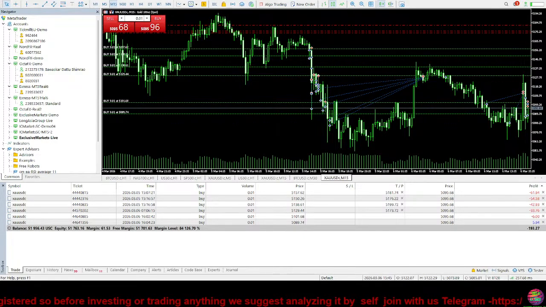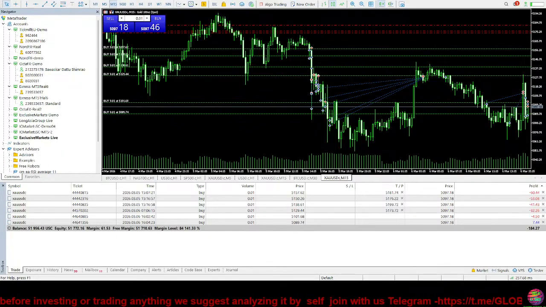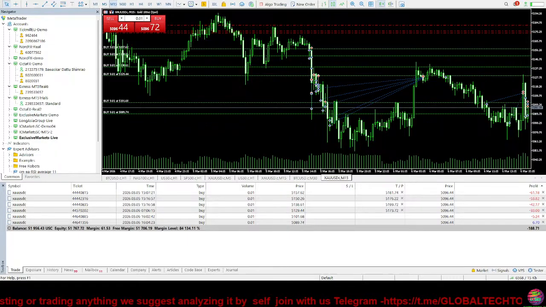As you guys can see right here, this green box is called the actual candlestick. This is where price opened, and this is where price closed.